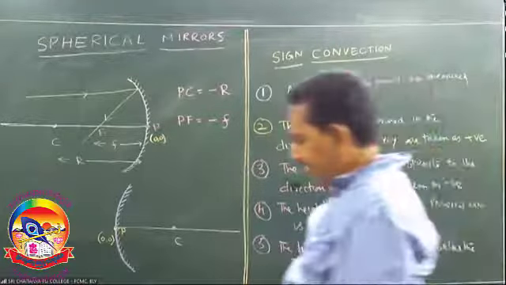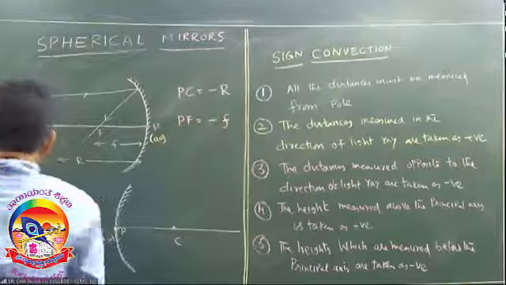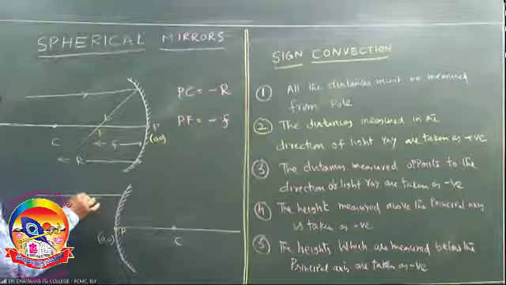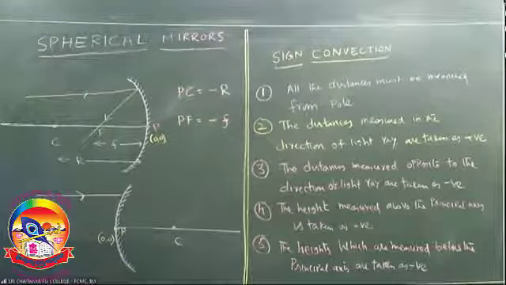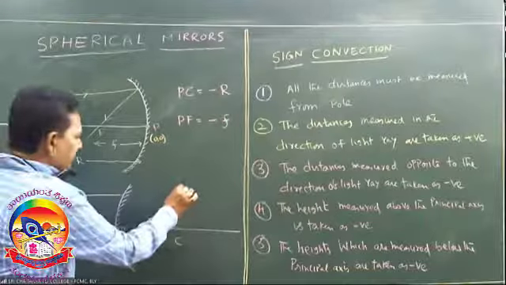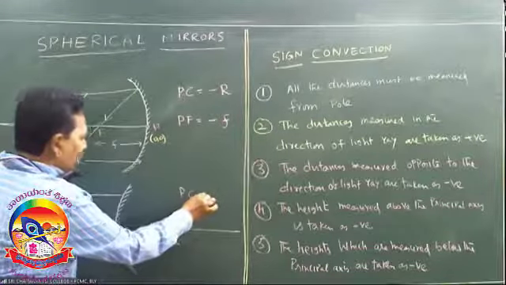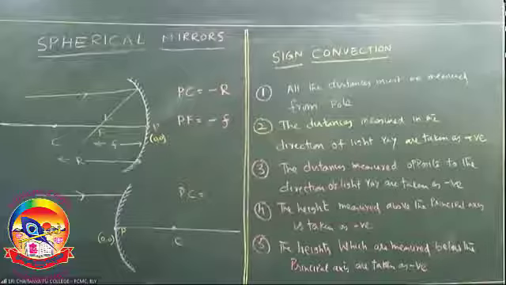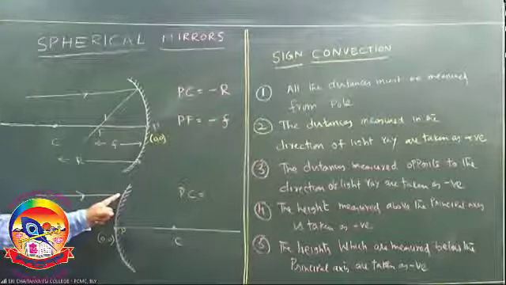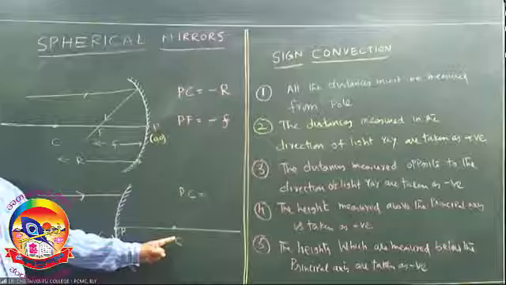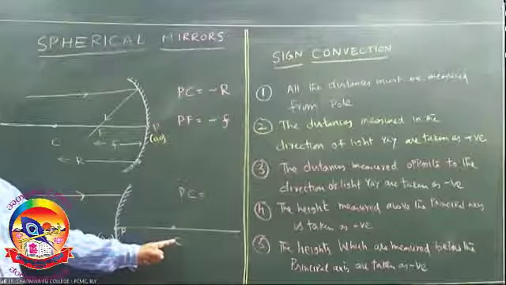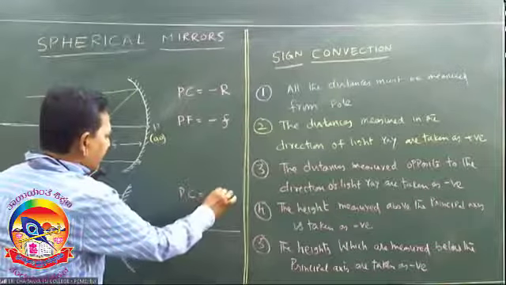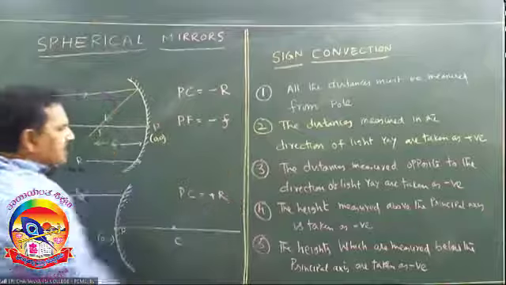Let us consider the case of convex mirror. This is the direction of light ray which is incident on the convex mirror. Radius of curvature means, as usual, from pole to the center of curvature. The light ray is traveling from left to right, and P to C is also from left to right. So we are measuring the distance in the direction of light ray. So radius of curvature in case of convex mirror is plus R.